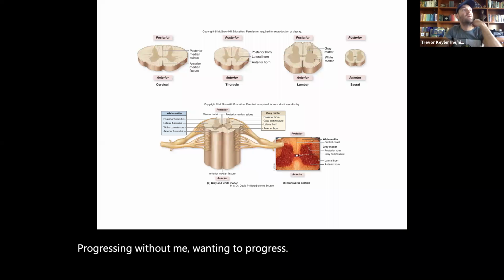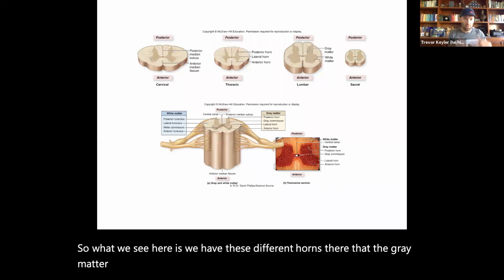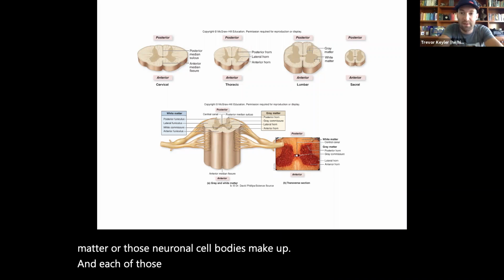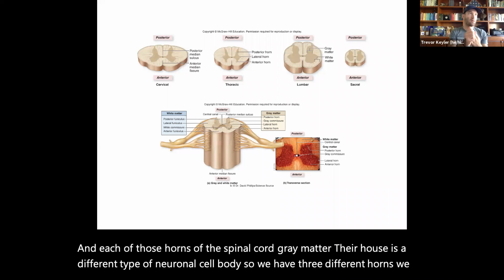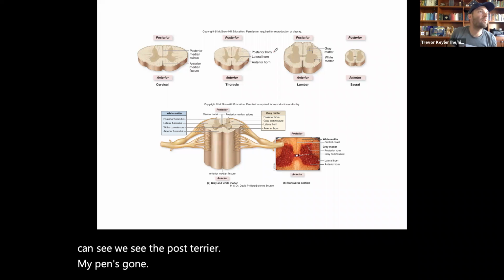So what we see here is we have these different horns that the gray matter, those neuronal cell bodies, make up. Each of those horns of the spinal cord gray matter houses a different type of neuronal cell body. So we have 3 different horns we can see. You can see the posterior horn, the lateral horn, and the anterior horn.